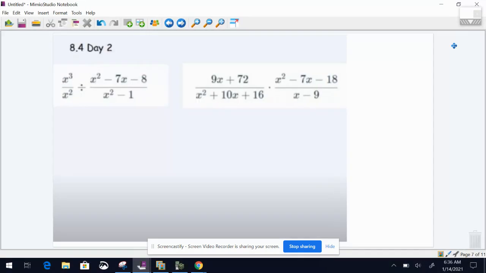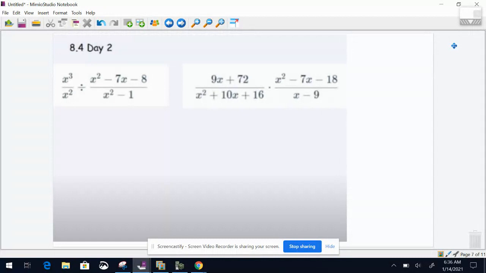All right, so we're moving along here in 8.4, day two. Same exact idea. I'm just going to show you a few more different types of problems. So we're sticking with multiplying, dividing, and simplifying, and we're just going to have a few more problems that are maybe a little bit more involved. But again, it's great practice for factoring.